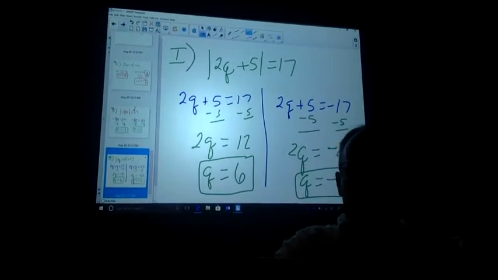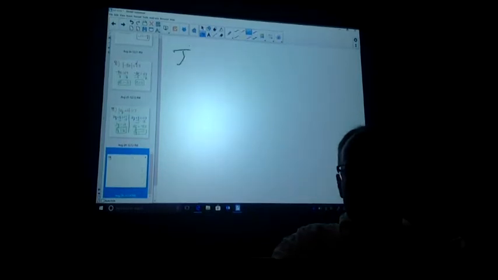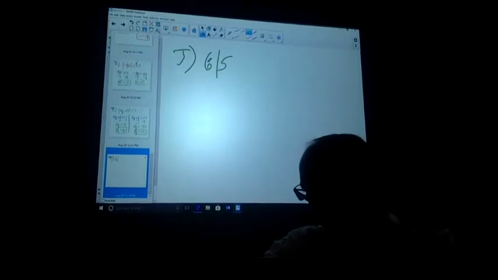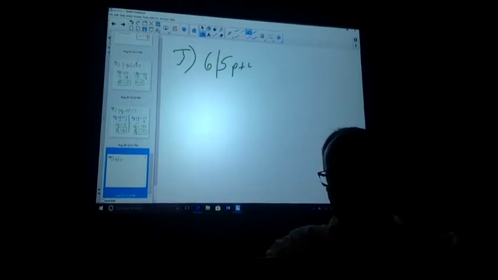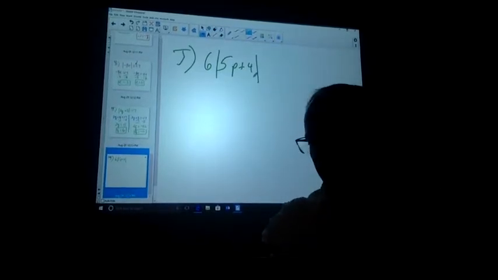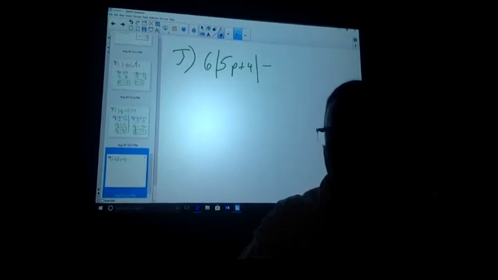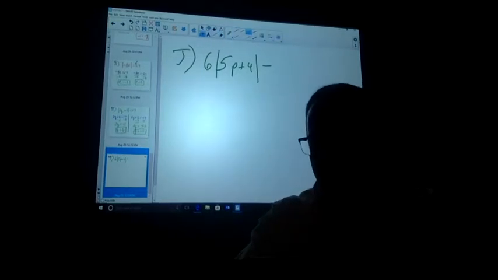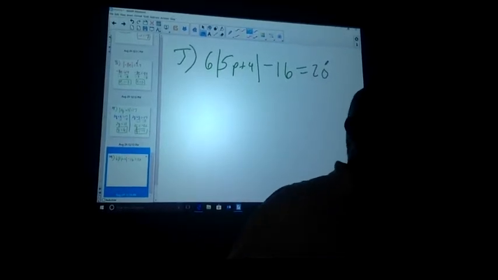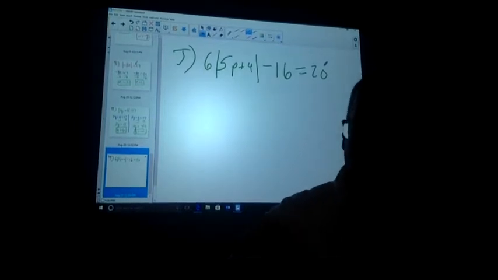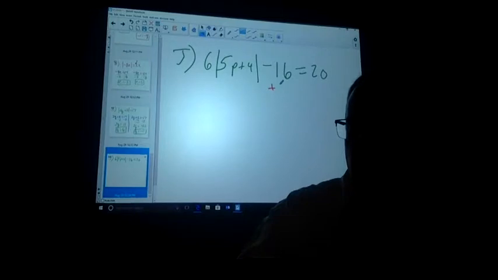Letter J. 6 times the absolute value of 5p plus 4 equals -16. Oh, sorry. I goofed up. Minus 16 equals 20. All right. I'm not going to do the absolute value yet. What am I going to do first? Good. Add 16. I love it. So add 16, add 16.